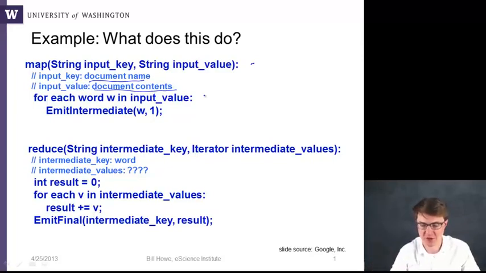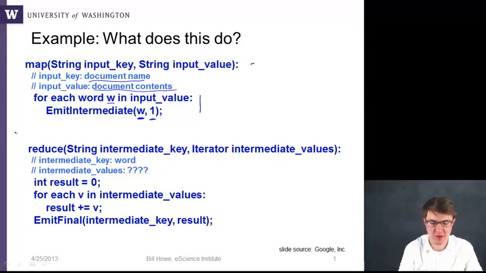Okay, and so this code is pretty simple. It says, well, for each word W in the input value, so this assumes that somehow you can iterate over all the words in the input value, in the text of the document, without really specifying how. Then emit a key value pair where the key is this first element, which is the word, and the value is the number 1. Okay.